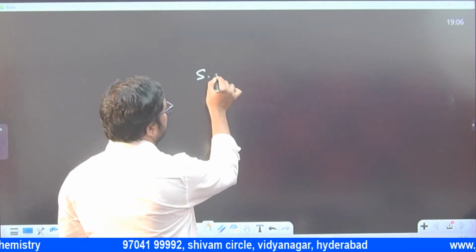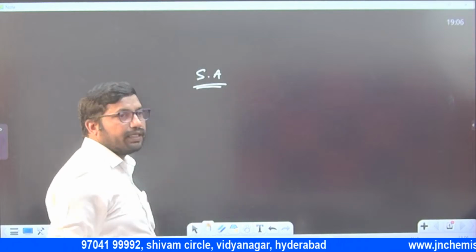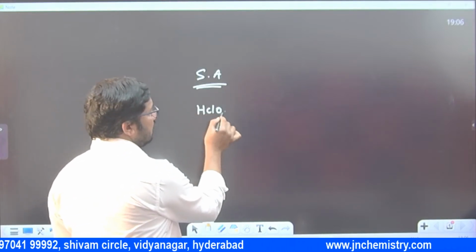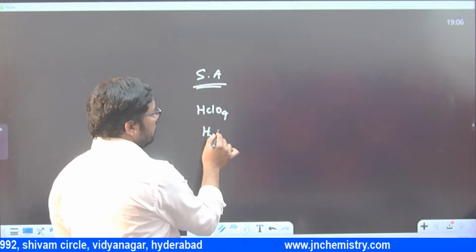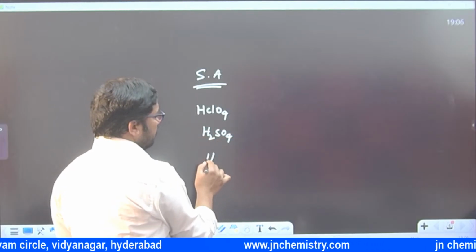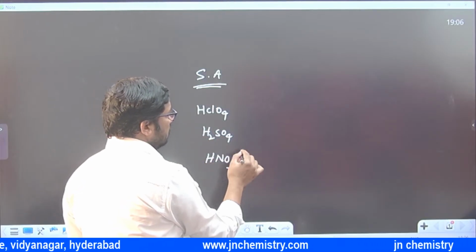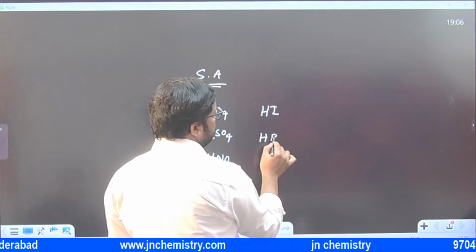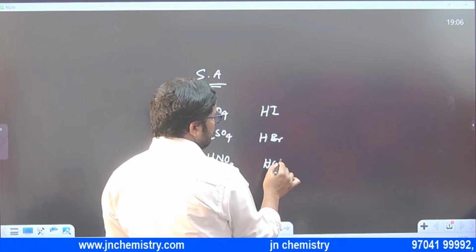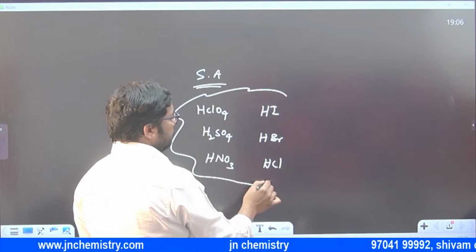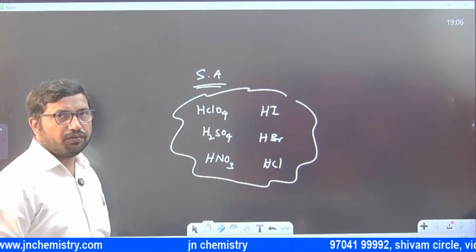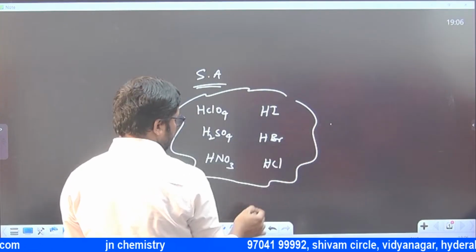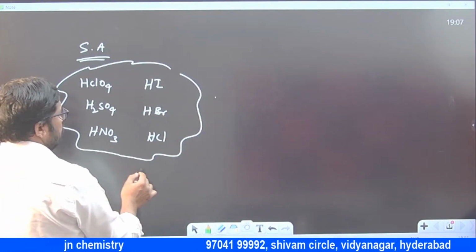What are the strong acids? The 6 acids which I gave you: HClO4, H2SO4, HNO3, HI, HBr, HCl. So these 6 we need to remember. I already told you. Now the weak acids. What are the weak acids?